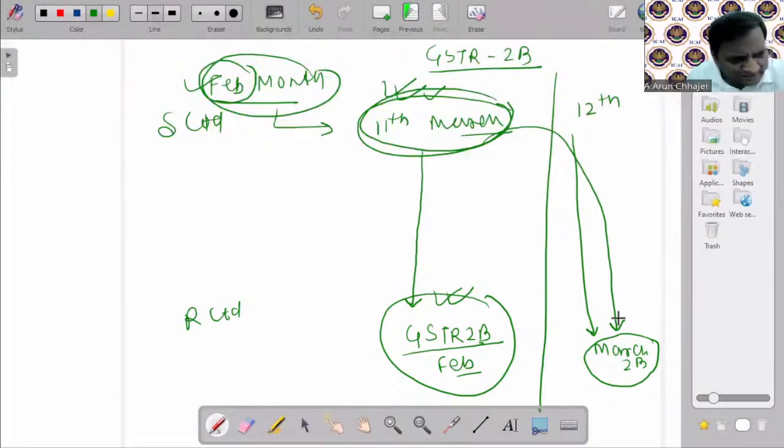Is it clear? First confirm whether this part is clear or not. Just confirm this slide. The transaction will appear in the same month or next month, depending on whether it is filed by the due date or after the due date. Just confirm this part. I will take whatever questions you are asking, I will definitely take them. But first confirm whether this part is clear or not.